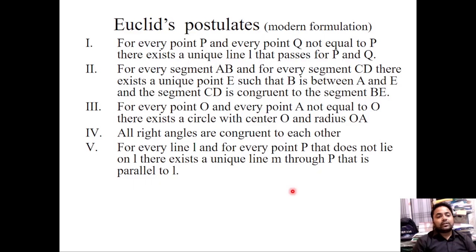For every point O and every point A not equal to O, there exists a circle with center O and radius OA. All right angles are congruent to each other. For every line l, and for every point P that does not lie on l, there exists a unique line m through P that is parallel to l.